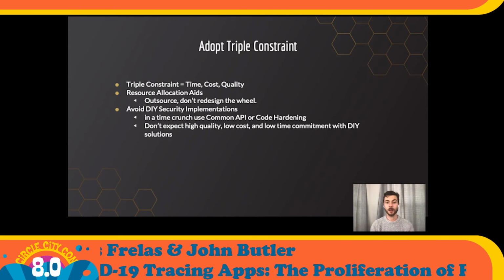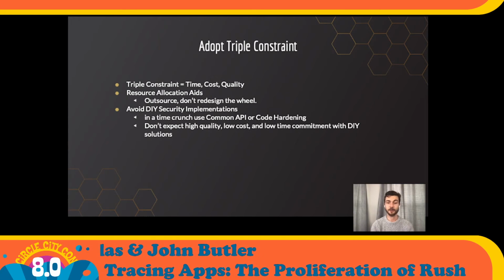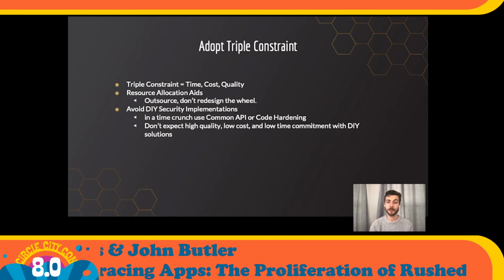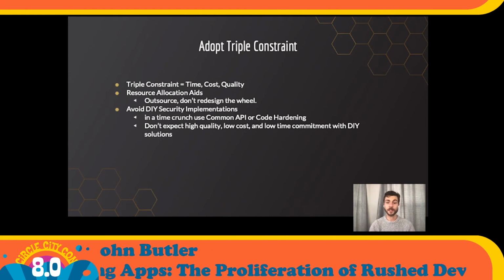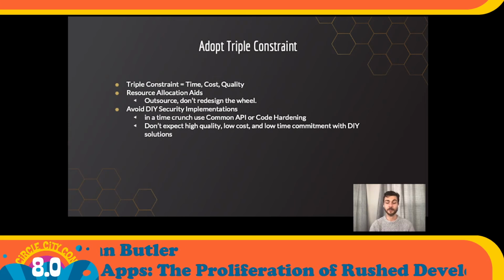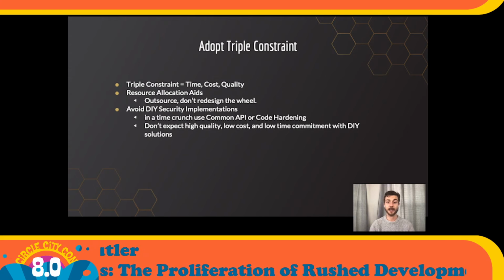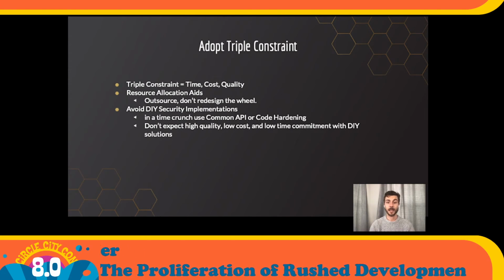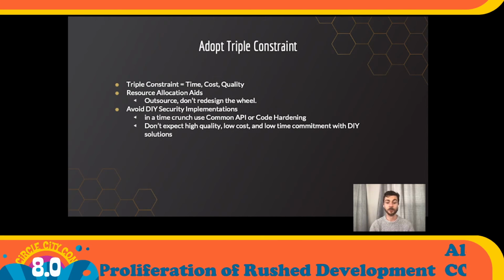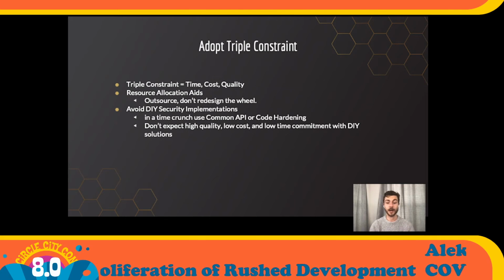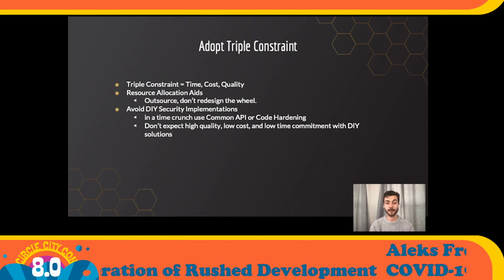And ultimately, as part of this, it bleeds right into the rest. Avoid do-it-yourself security implementations like we observed here in this data set. So again, adopt the tools that are given to you, benefit from the tools that are given to you. If tech giants like Google and Apple are going to give you a common API, which is designed to help you build core functionalities into applications in a safe and secure way, certainly use them. But don't expect high quality, low cost, and low time commitment when it comes to really anything in life.